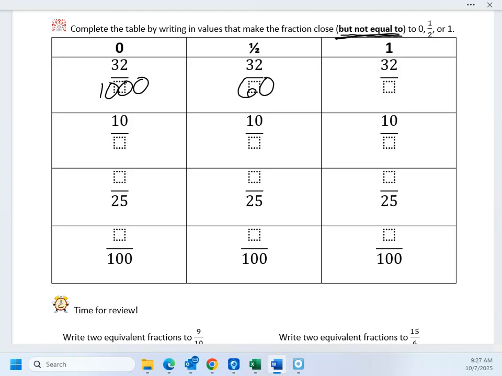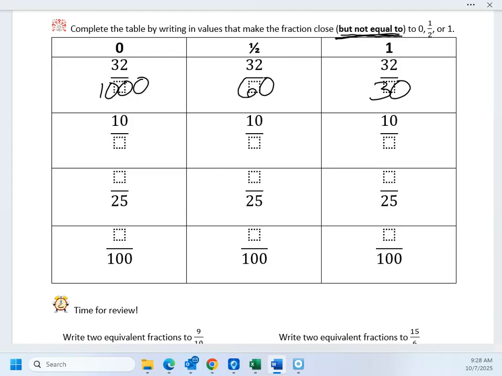So now we're at 1 whole. What do we want to put for our denominator to make it really super close to 1 whole? What do you think, Haley? 30. 32 30ths is just over 1 whole. Perfect.